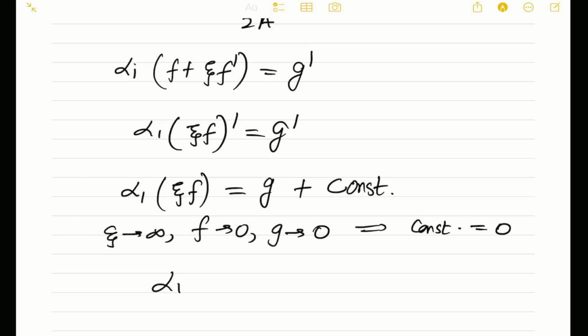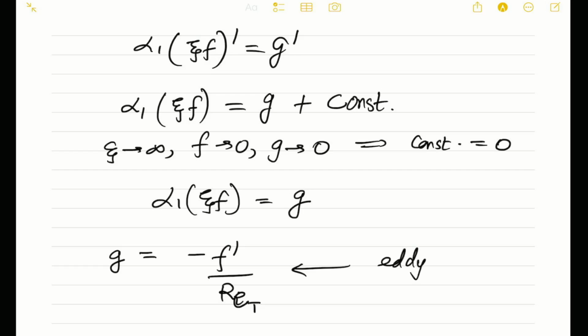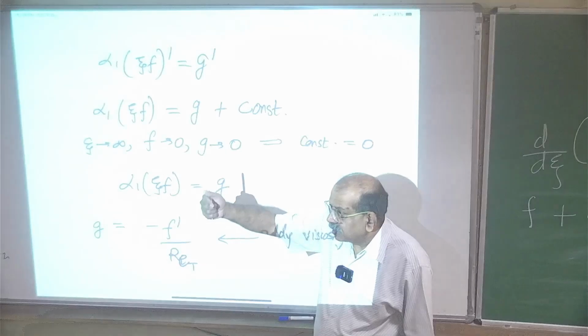So we have alpha 1 zeta f is equal to g, and now we put that g is equal to minus f prime by the turbulence Reynolds number. This comes from the definition of eddy viscosity, because the eddy viscosity goes in RET. RET is U times L divided by nu T.